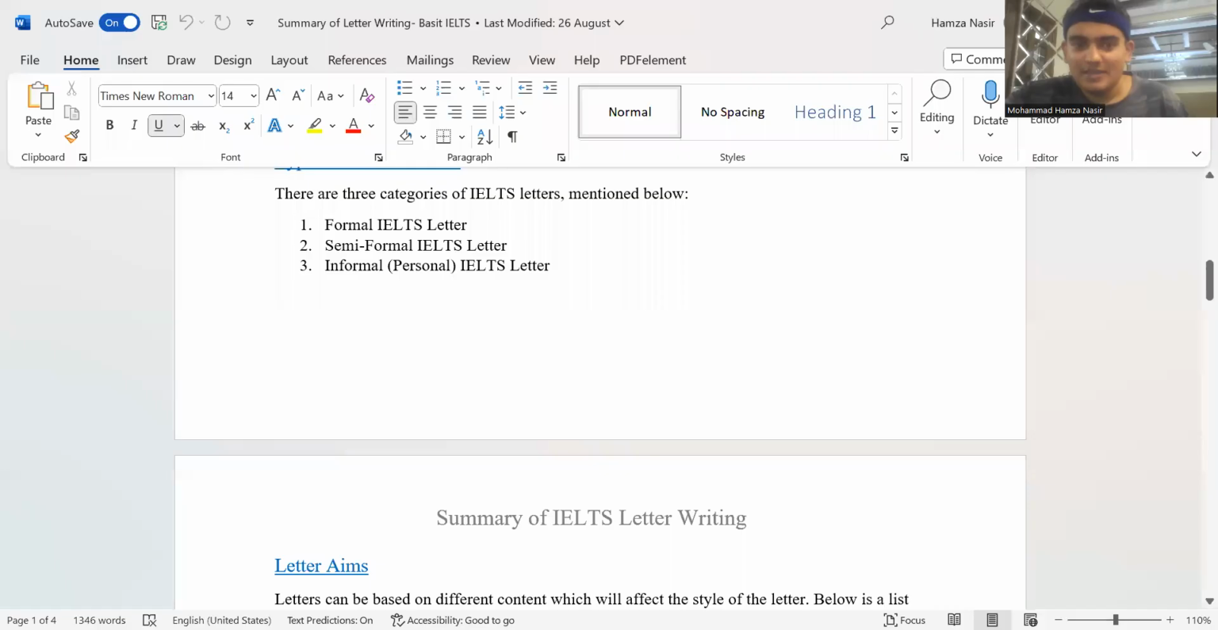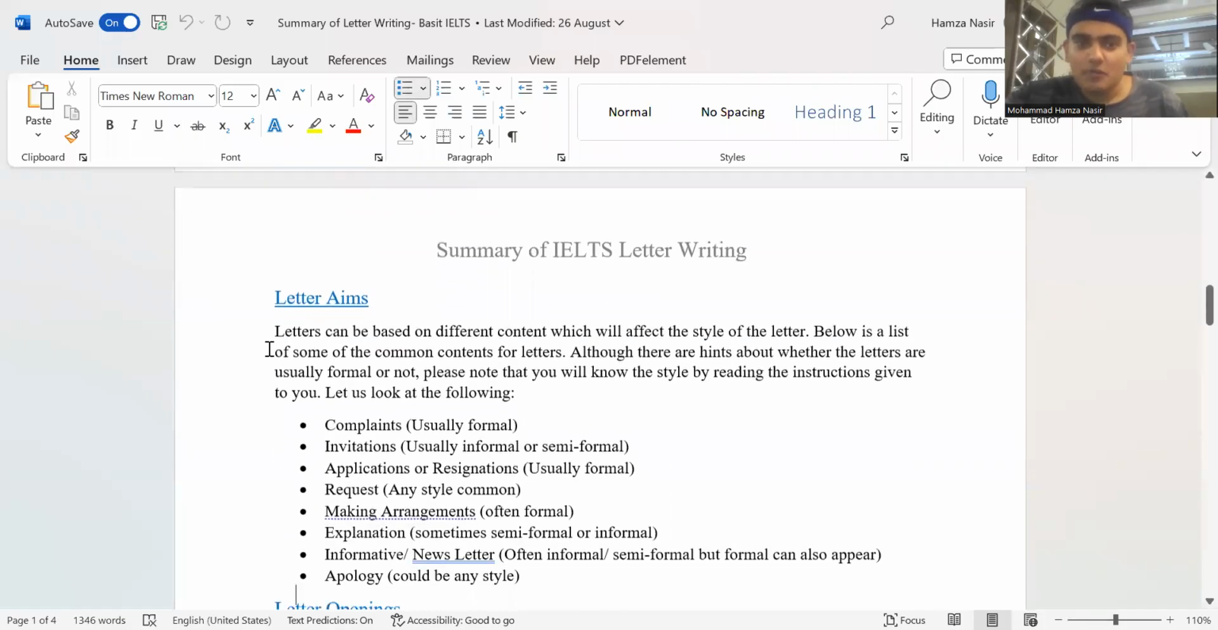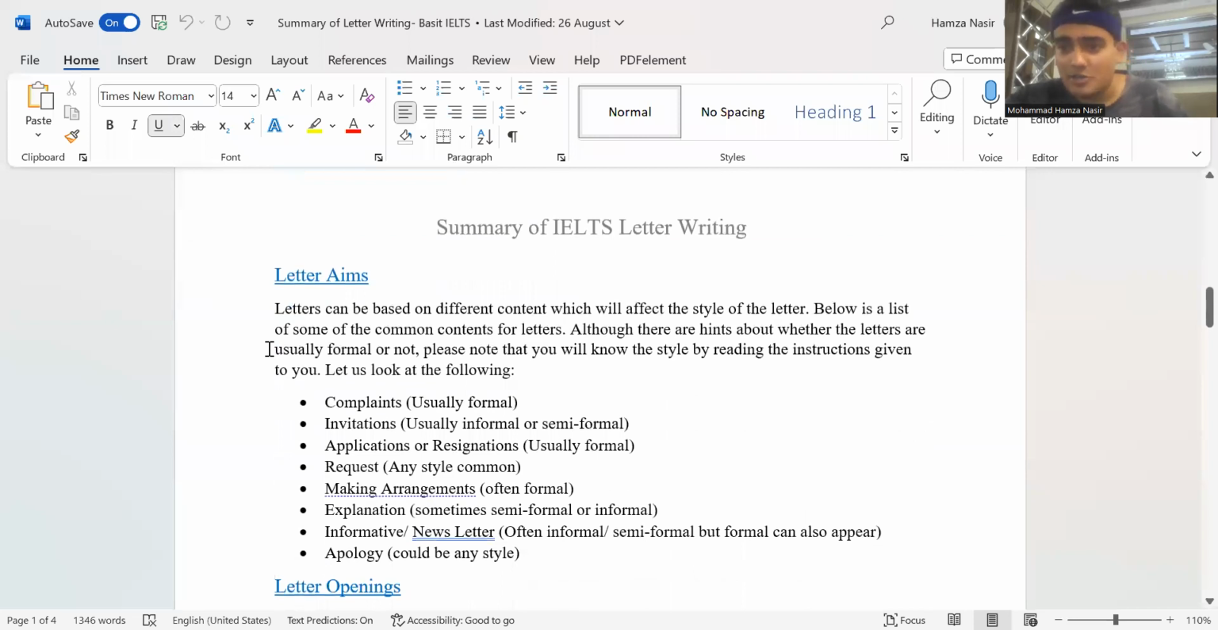Okay, so now I'm just going to do a quick screen share and we look at the general types of aims in the letter. Like I talked about before, letters can be based on different contents, which can affect the style of the letter. So below is a list of some of the common contents. It could be a complaints letter, which is usually formal. Then invitations. Now, invitations could be informal or semi-formal, right?